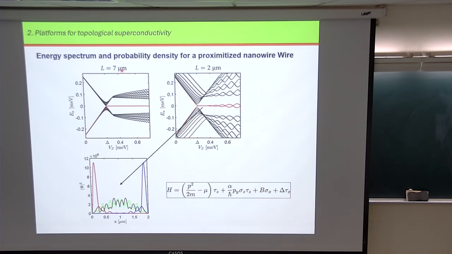Now this is for a very long wire, it's 7 micrometers. If you make the wire small, then these Majoranas at the end start to talk to each other, and the energy goes away from zero, okay.